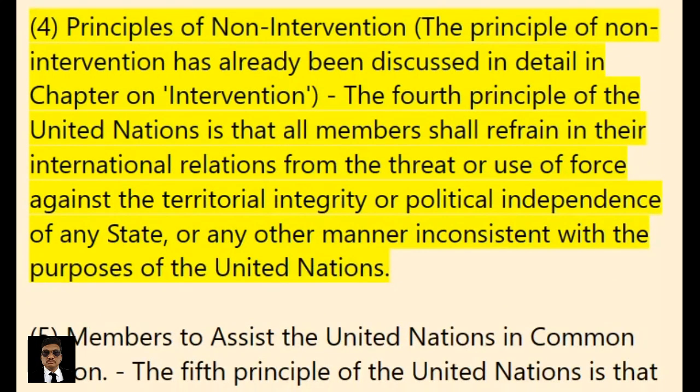4. Principle of non-intervention. The principle of non-intervention has already been discussed in detail in the chapter on intervention. The fourth principle of the United Nations is that all members shall refrain in their international relations from the threat or use of force against the territorial integrity or political independence of any state, or in any other manner inconsistent with the purposes of the United Nations.